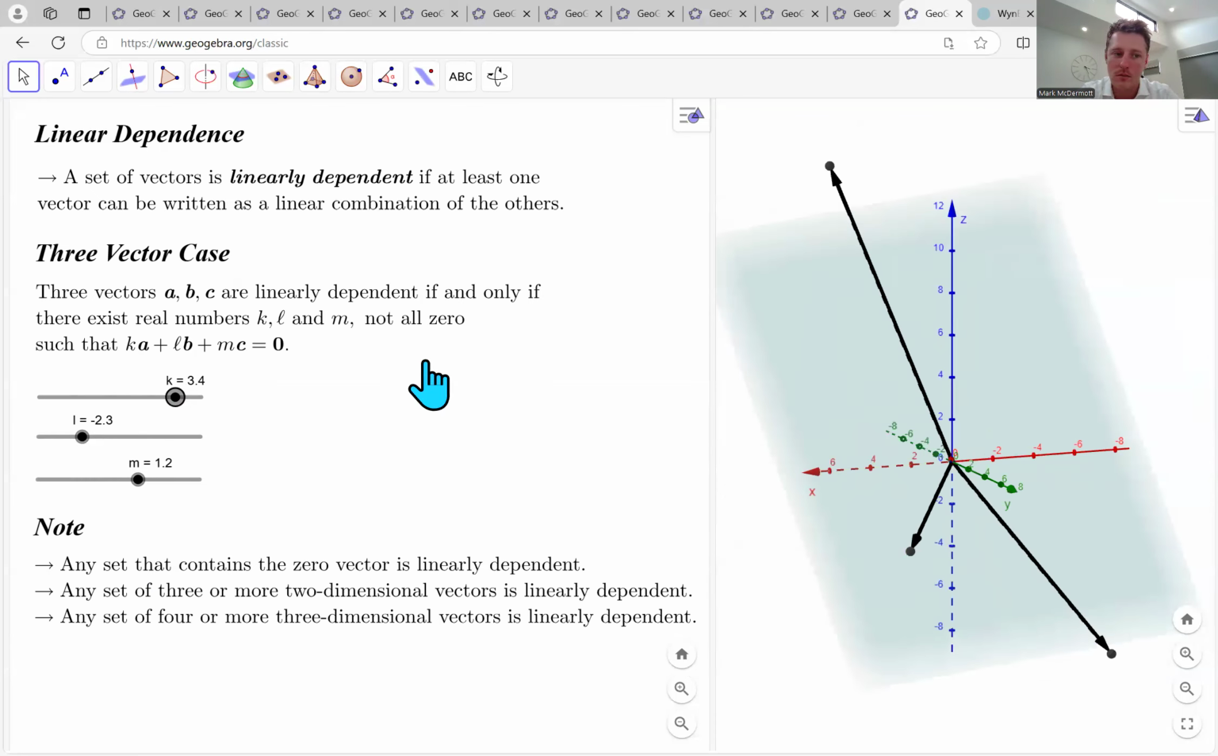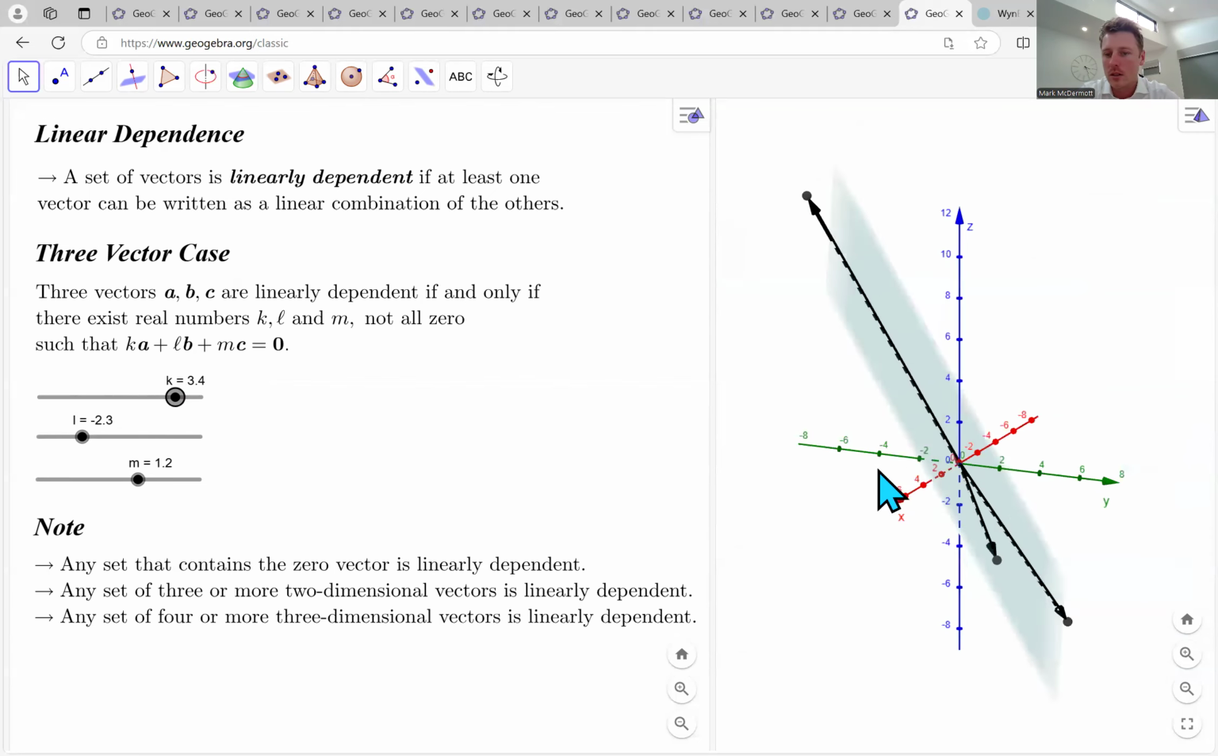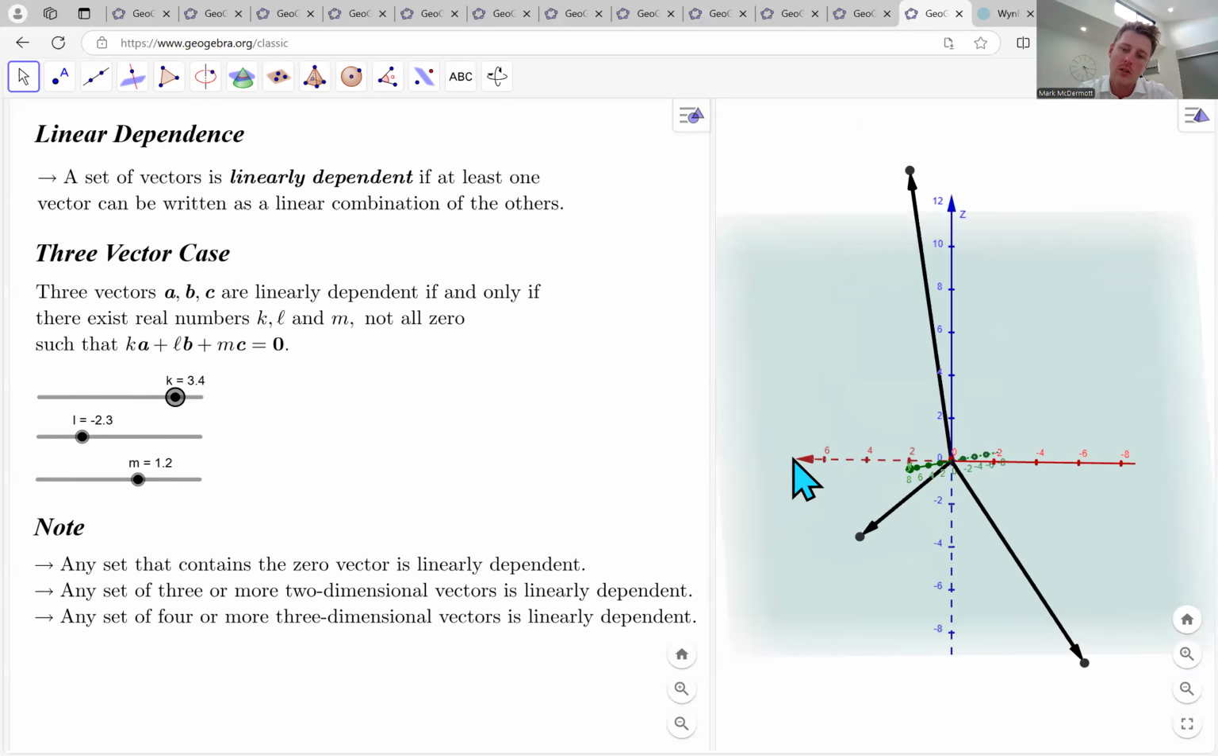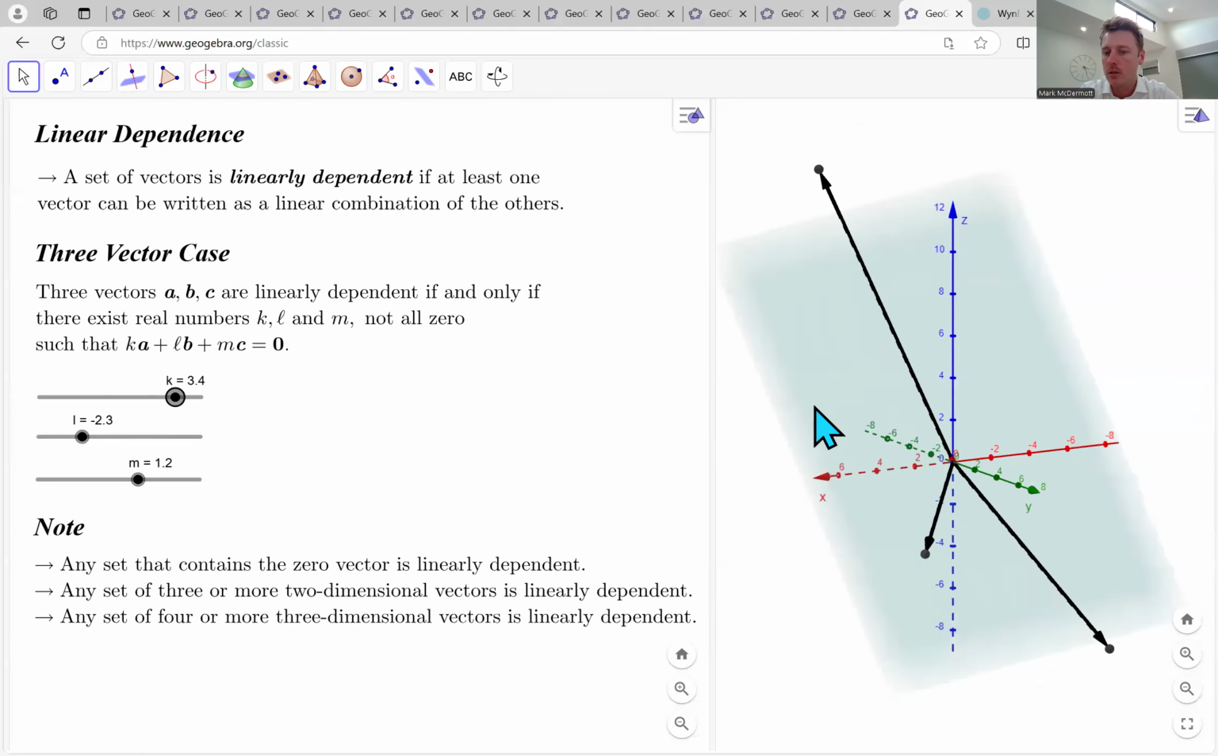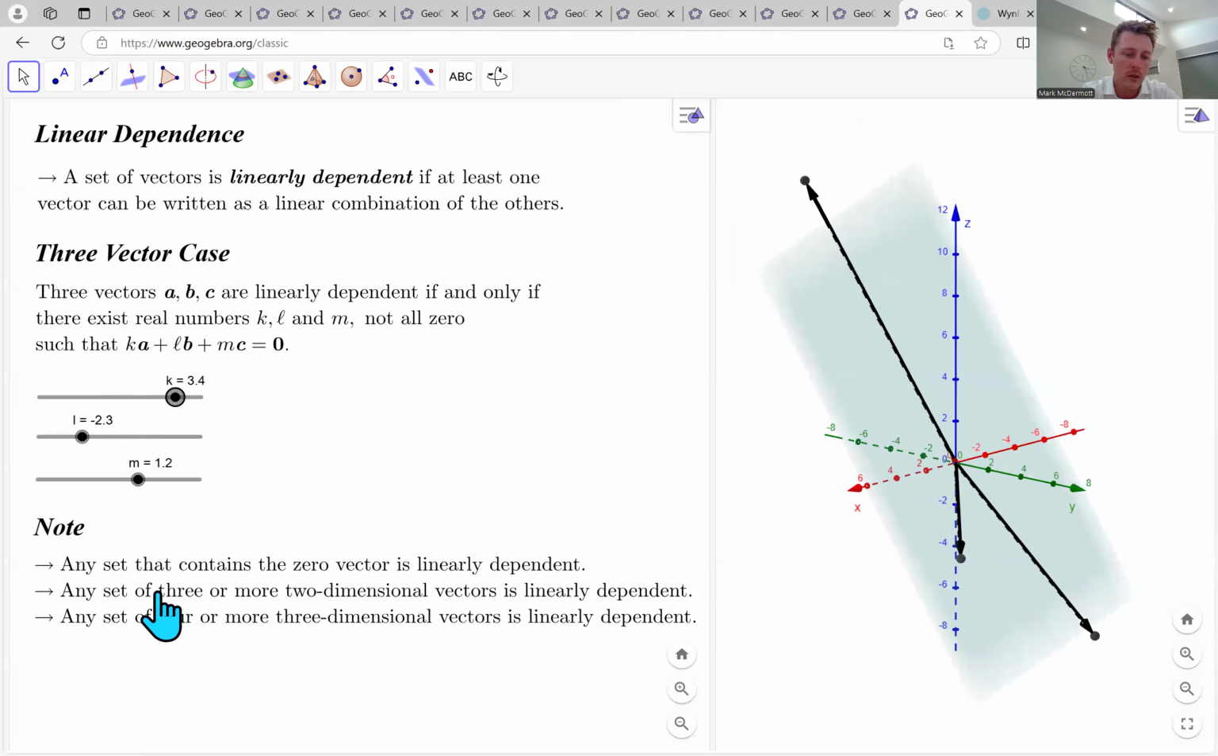Okay, so I think it's interesting to have a geometrical understanding of what linear dependence means for three-dimensional vectors. And in this case, we looked at a three-vector case. We could have looked at a three-vector case in 2 dimensions, but we looked at it in 3 dimensions just to get a feel for it.